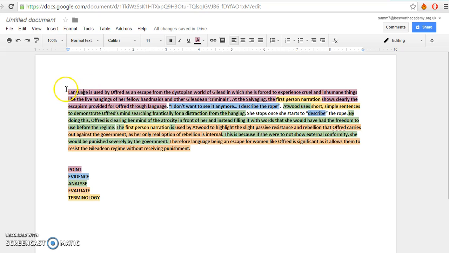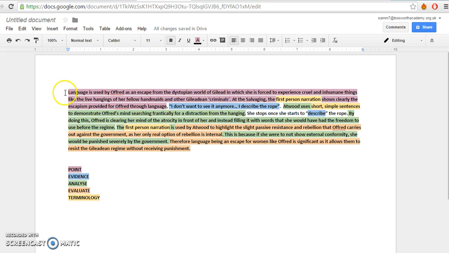Now what I've done, I've colour-coded where the point is, and put that in purple, down here the evidence in blue here and here, in green you've got the analysis, and then the evaluation as well as terminology in orange and then in yellow. So if you remember, this question was all about how language is used in The Handmaid's Tale.